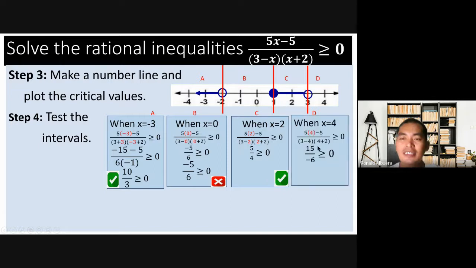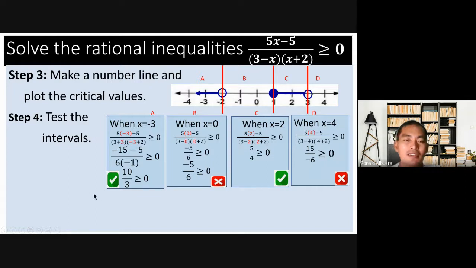And the last interval, hindi naman siya part. Usually, it's alternate. So when x is equal to 4, that's 5 times 4, 20 minus 5 is 15. 3 minus 4 is negative 1. 4 plus 2 is 6. 6 times negative 1 is negative 6. So it's not a solution. Okay. Ang solution lang itong part sa interval A at yung C.